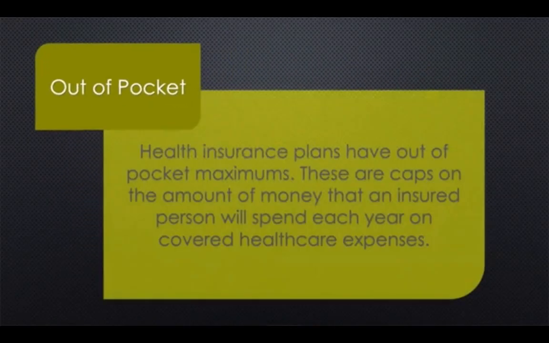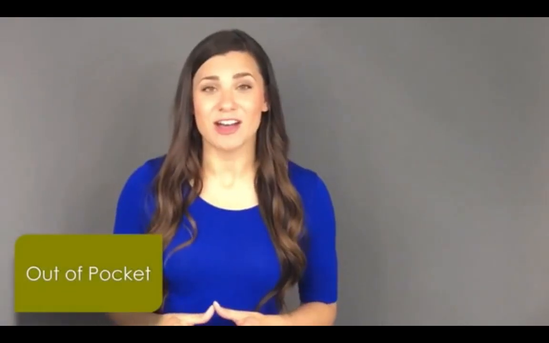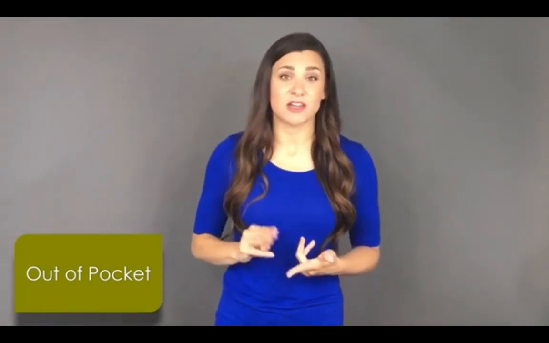Our next term is out-of-pocket. Health insurance plans have out-of-pocket maximums. These are caps on the amount of money that an insured person will spend each year on covered healthcare expenses. These expenses are costs that the patient will pay out of their own pocket, just like it sounds. Examples of out-of-pocket are copays, deductibles, and coinsurance.